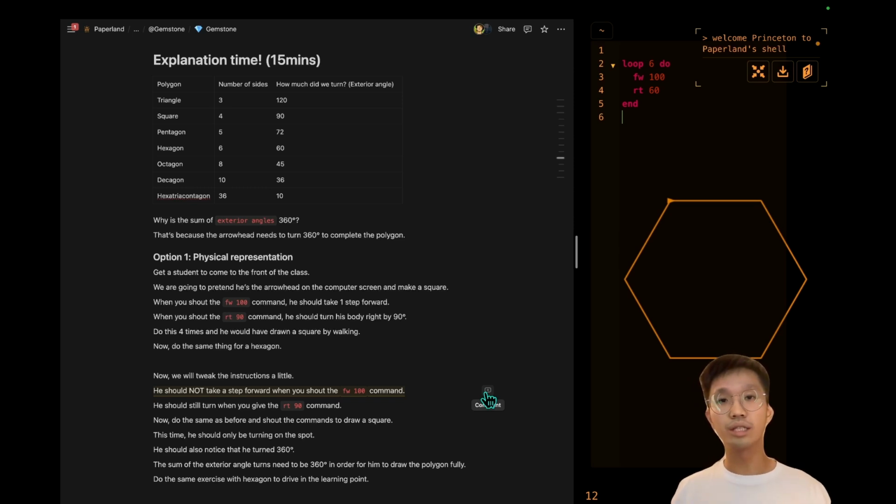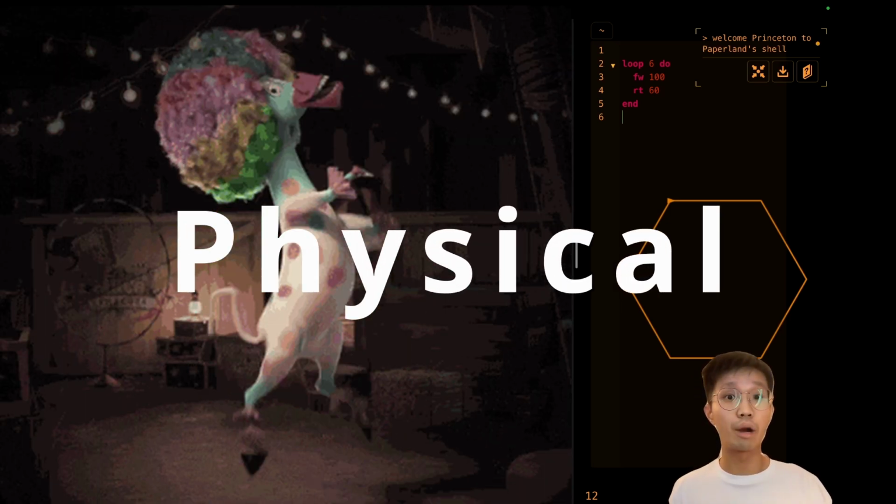Now the question for the students is, why is the sum of exterior angles 360 degrees for a regular polygon? It's interesting to hear what the students come up with. Generally, there are 2 ways in which I would explain this. The first way is through a physical representation.